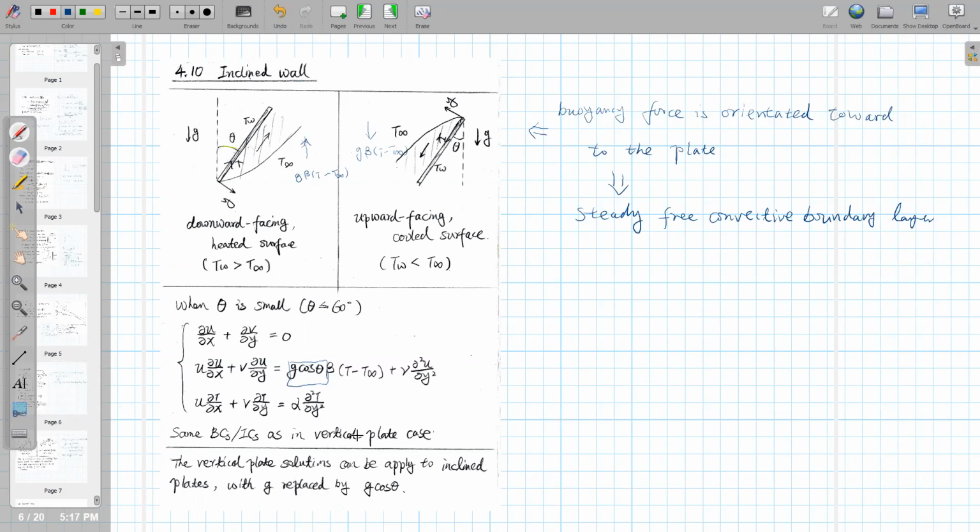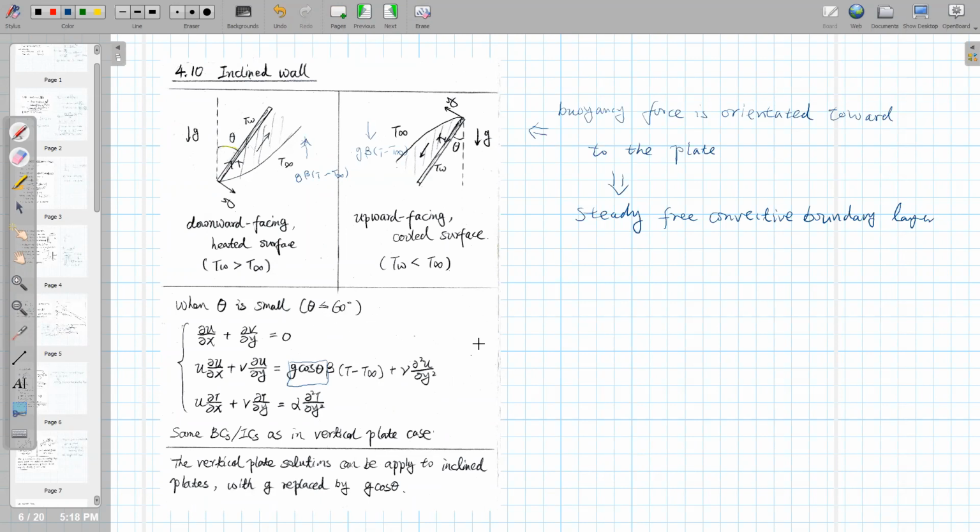All right, so this is the idea: the vertical plate solution can be applied to inclined plates, with g replaced by g cosine theta. But remember that this approximation is only working when theta is small. Generally speaking, people think that theta smaller than 60 degrees is a good situation where you can use this method. And why?